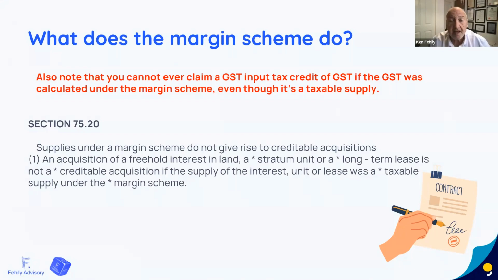And when we come to an example, and I'll go through it slowly, this is how the margin scheme overall works. GST: a totally taxable supply, a totally creditable acquisition, but because this is how GST works, the amount of GST is not the normal amount, and you cannot claim a credit. Keep that in mind. You don't pay the normal amount, the amount of GST is less than normal, and you can never claim it back.